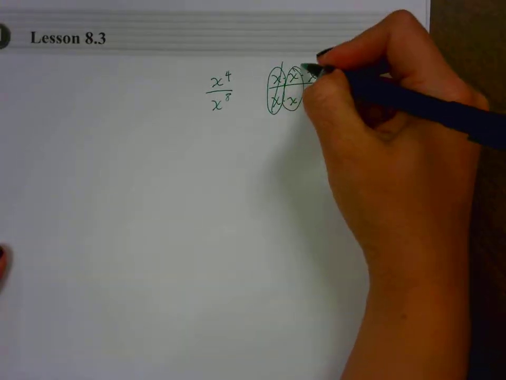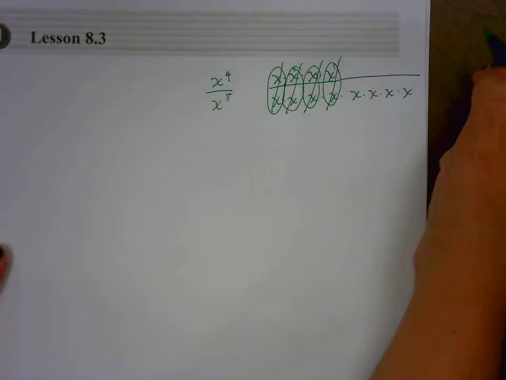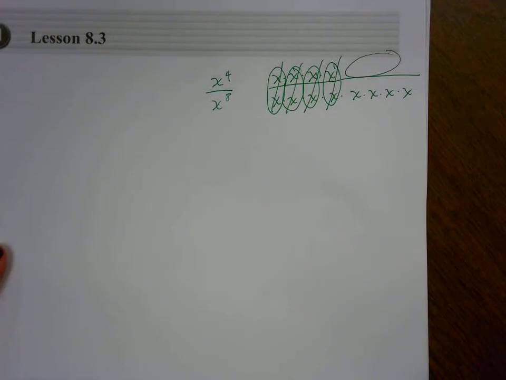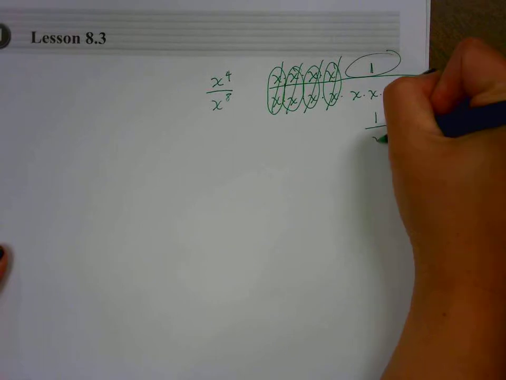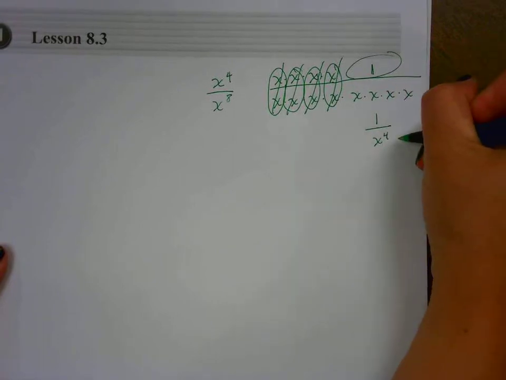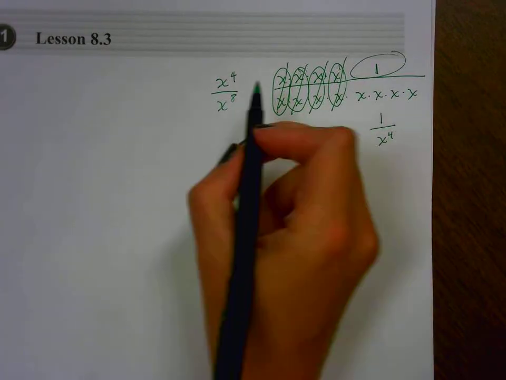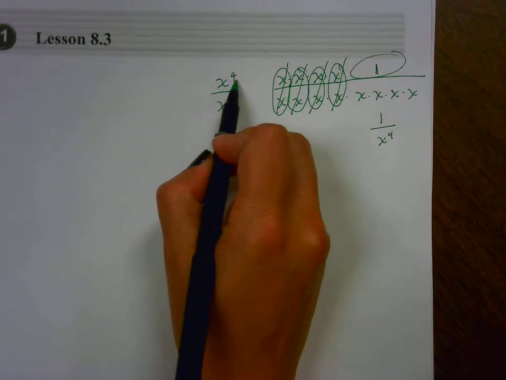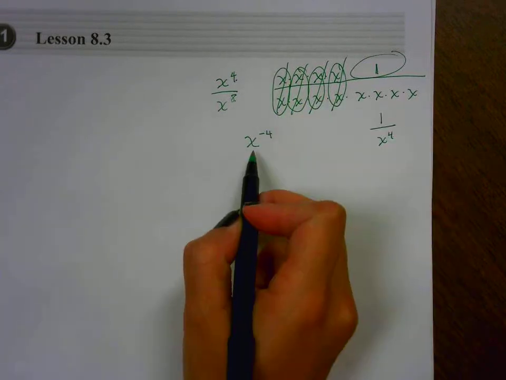And now I have nothing left in the numerator. Okay, and so I'm going to have a placeholder of a 1. So it's really 1 over x to the 4th, which is why the x to the 4th stayed in the denominator. So what's going to happen here when you subtract is you would get x to the 4 minus 8, which would be x to the negative 4. And anytime you have a negative exponent, it really means it's the reciprocal.